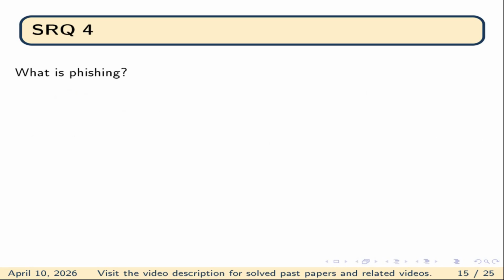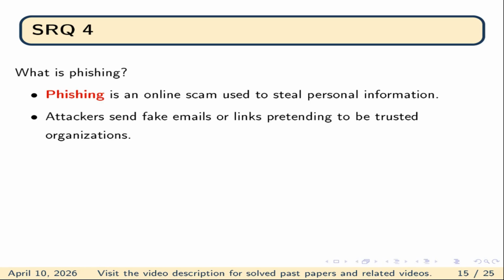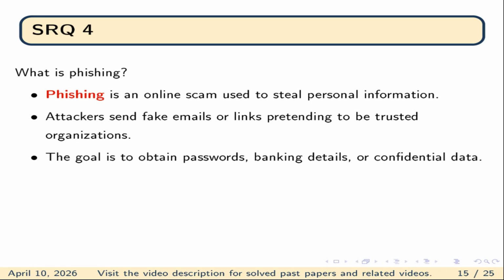Question number 4. What is phishing? Phishing is an online scam used to steal personal information. Attackers send fake emails or links pretending to be a trusted organization. The goal is to obtain passwords, banking details, or confidential data.